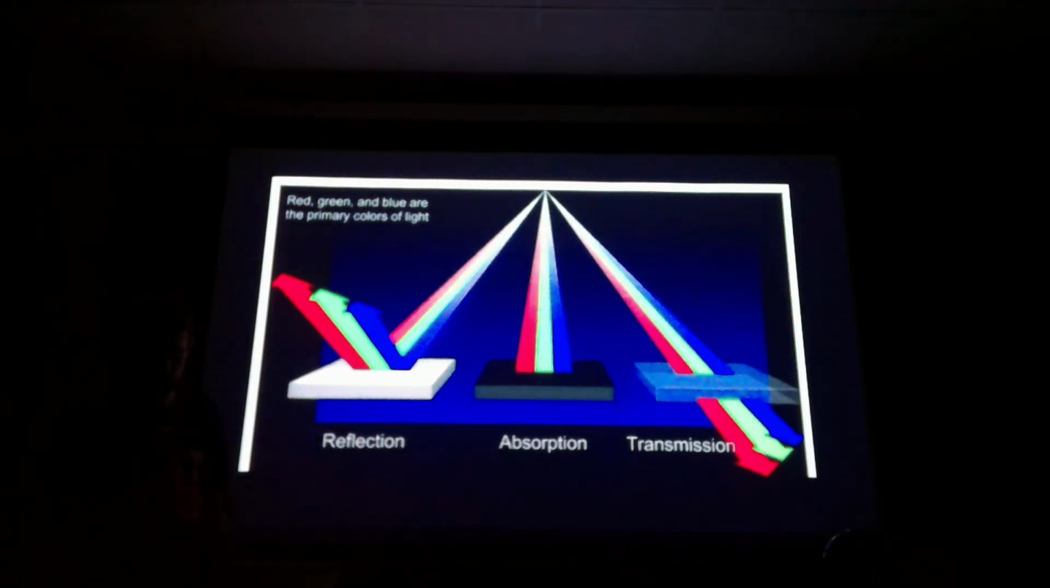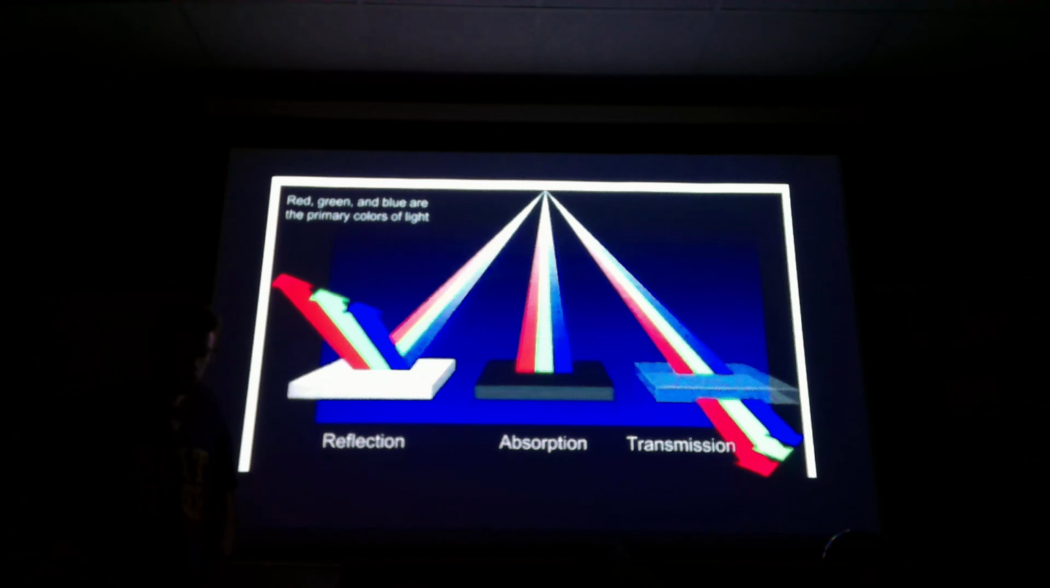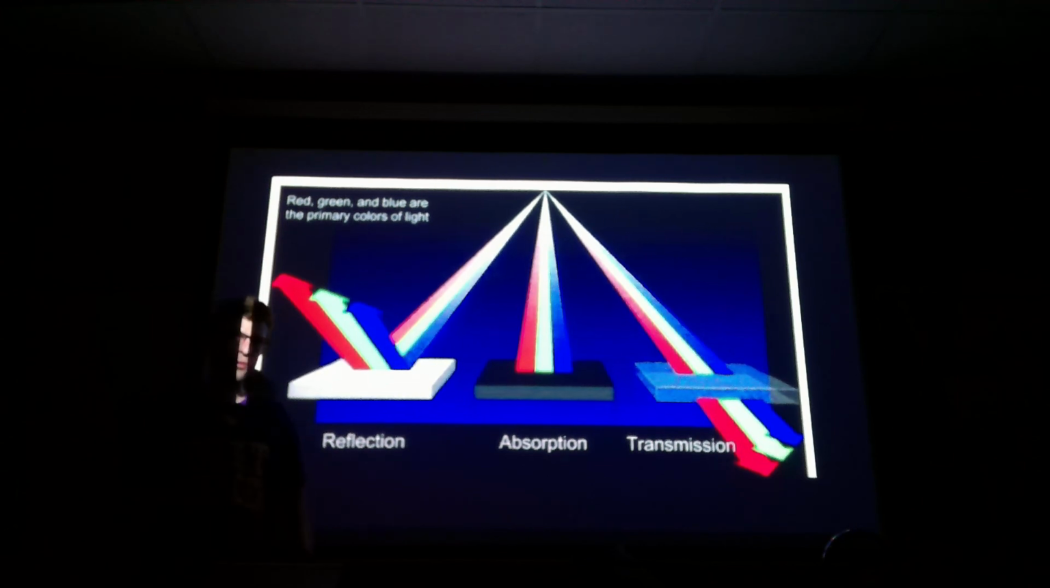So to summarize, reflection: the light hits that surface and bounces off. Sometimes it bounces off altogether, sometimes it scatters when it bounces off. If we've got a nice smooth surface, the light reflects altogether. If it's a bumpy surface, then the light scatters when it hits it. And we are talking really, really smooth, like a mirror-smooth finish, for it all to reflect together.